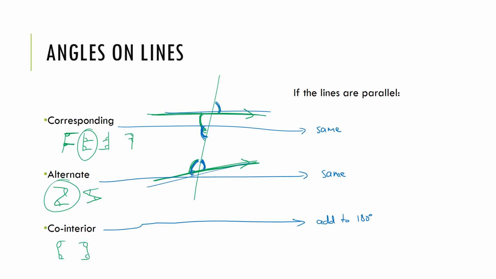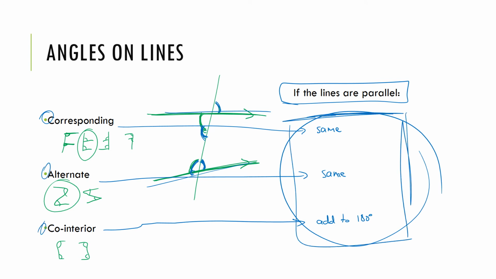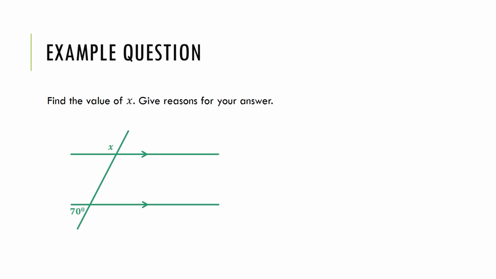Remember, these are all proofs we can use when we're trying to prove congruence and similarity, and we'll need to know them. Make sure it is only when the lines are parallel that these facts here work. Otherwise, we still call them corresponding, alternate, and co-interior, but we can't make these assertions about them. Now we're going to quickly do one example, and the thing that we're really worried about here is the reasons for our answer. In year 9-10, we're really concerned with actually showing our reasons. So that's what we're going to be doing.